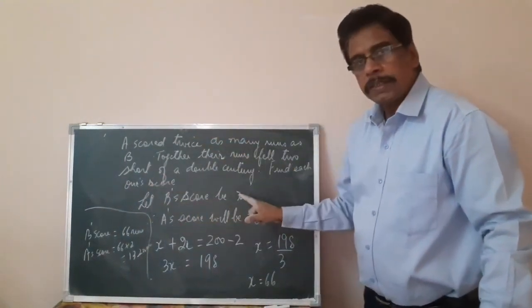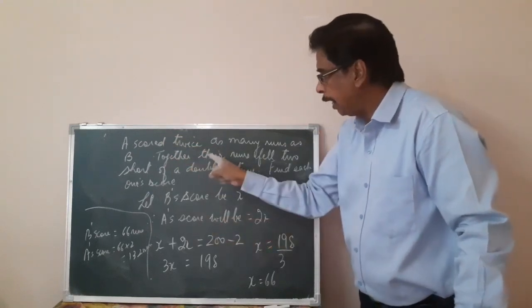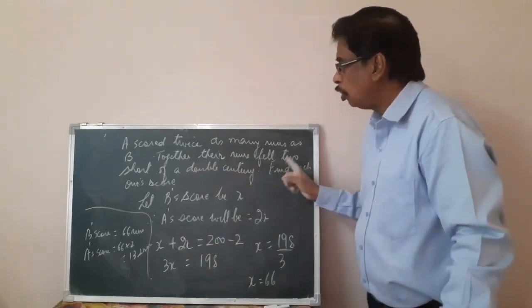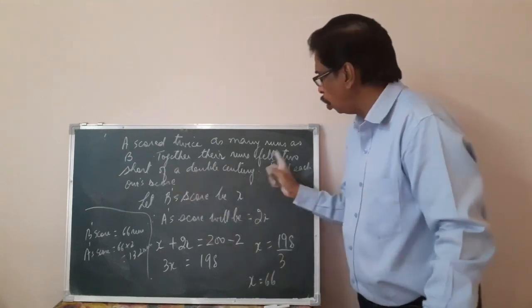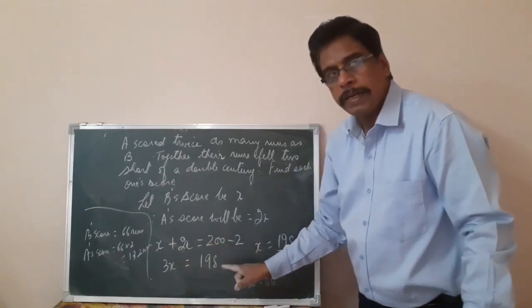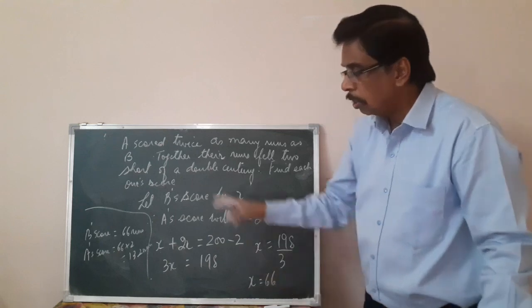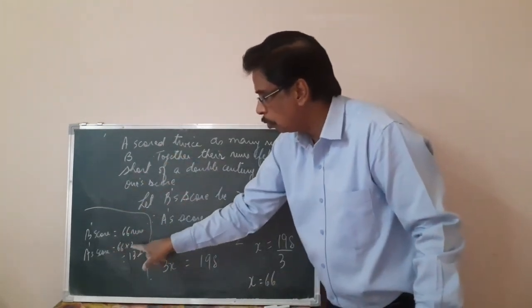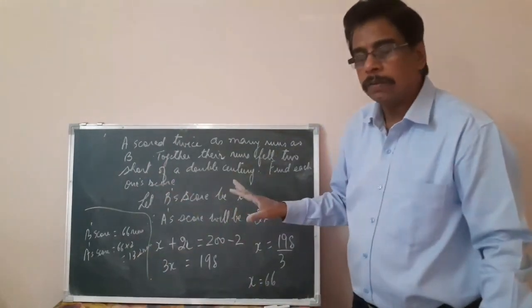Let B's score be x. A scored twice as many, so A's score will be 2x. Together, that is B's score plus A's score, fell too short of a double century. A double century is 200, and 2 short means minus 2. So 3x is equal to 198. So x is equal to 198 upon 3. x is 66. So that means B's score is 66, and A's score is 66 into 2, that is 132 runs. I hope it's clear.